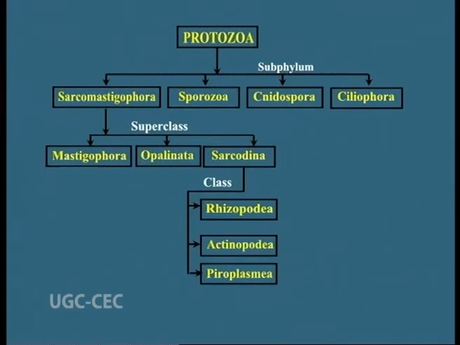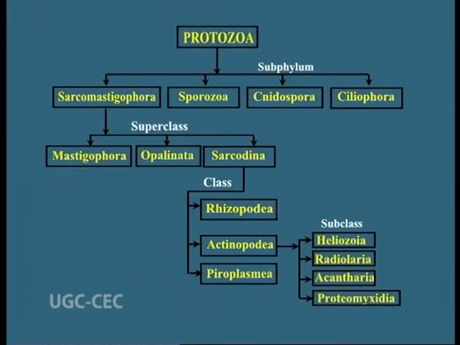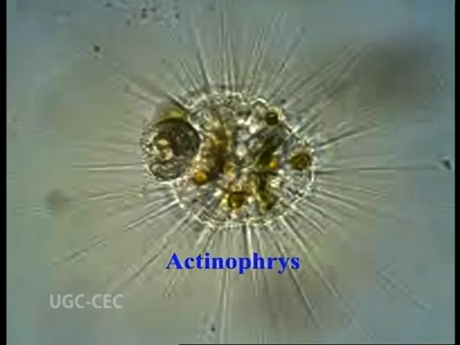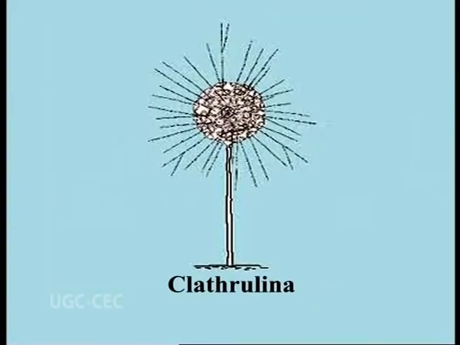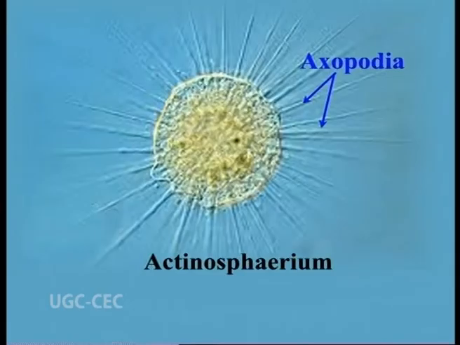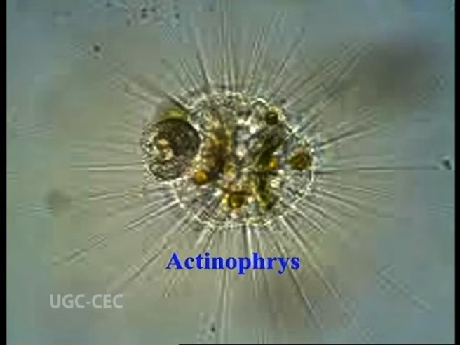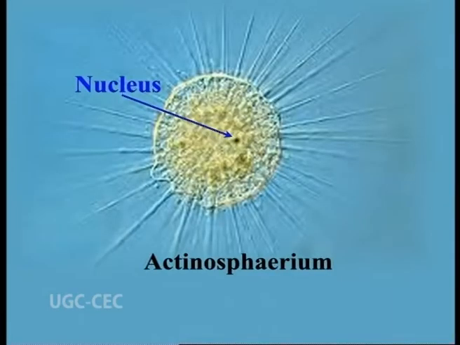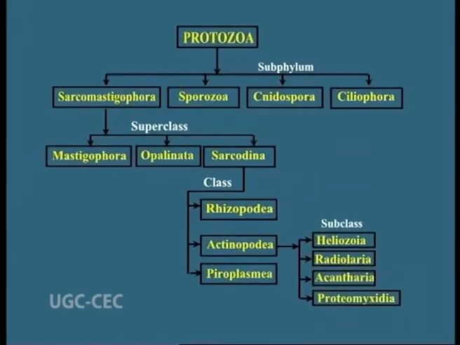Class Actinopodia. Their organelles of locomotion are delicate axopodia with axial filaments radiating from a spherical body. Subclass Heliozoea. Examples are Actinophrys, Actinosphaerium and Clathrulina. Spherical protozoans with radiating axopodia. They are naked, or if a skeleton is present, it is of siliceous scales and spines. There may be more than one nucleus, mostly living in freshwater.